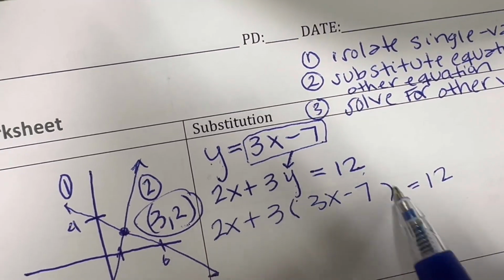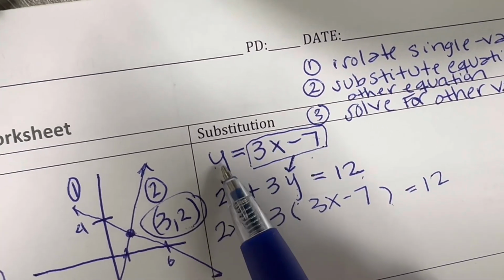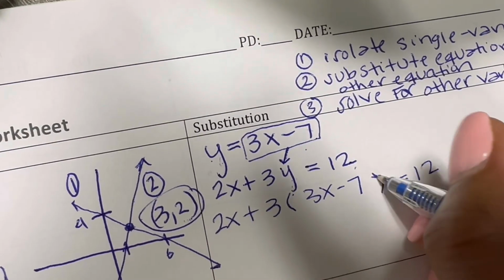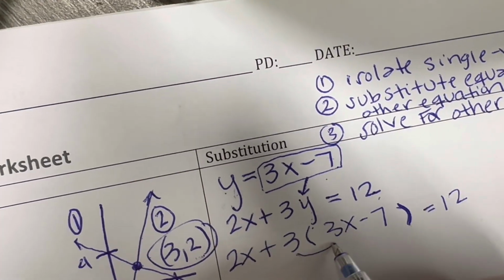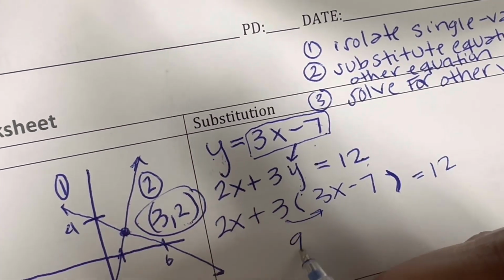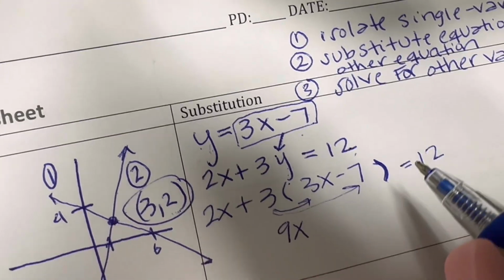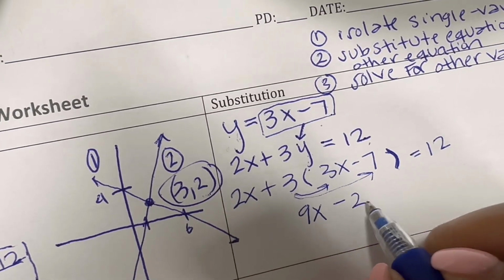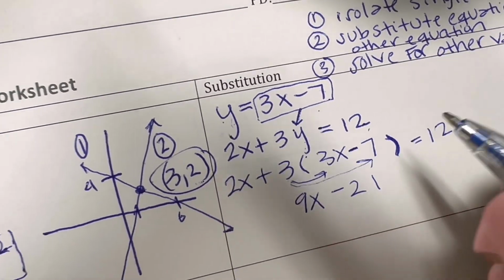Instead, you'll do parentheses and then what this equation is, because you're substituting this y for this y, right? What does parentheses mean in upper math? Parentheses means multiply. What's 3 times 3x? 9x. What's 3 times -7? Make sure you're showing your arrows, showing your work. 3 times -7 is minus 21. Make sure you're careful about your negatives, you guys.